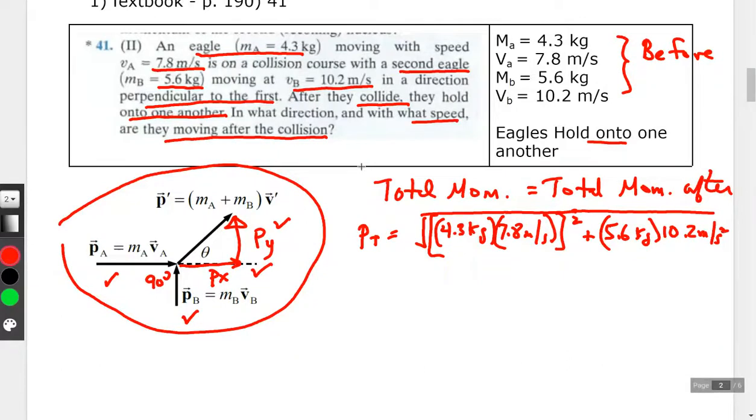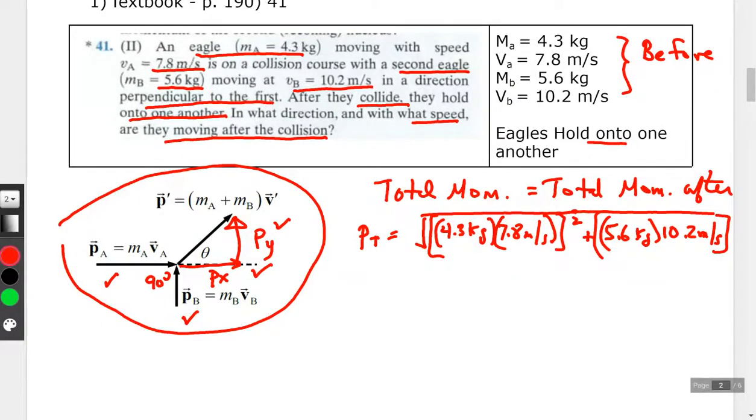And all of that, let's get rid of that. All of that squared, and that, let me just put the squared over here, right there. So there's the total momentum before. What does that equal? The total momentum after, P total after. What does that equal?